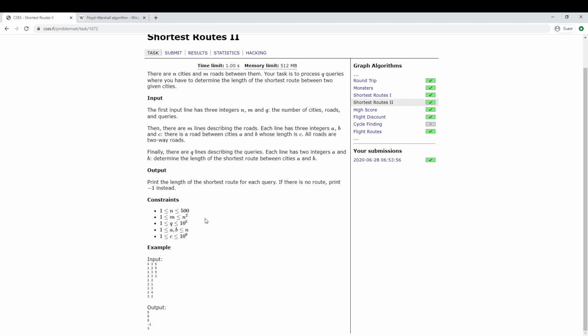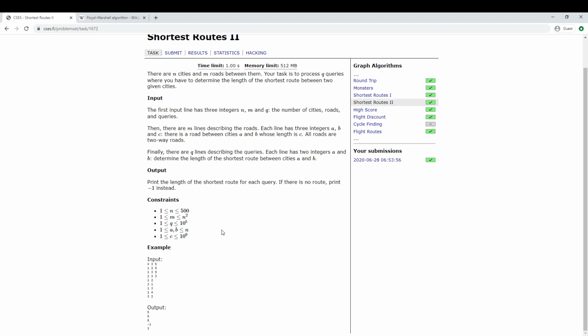So the constraints are important here. N is only up to 500. So in the previous problem, n was 100,000. Here it's 500. But q is 100,000, so we're given 100,000 pairs. And also m is up to n squared, so this graph is dense, right? There could be an edge between every pair of vertices. The weight's up to a billion, that doesn't matter so much.